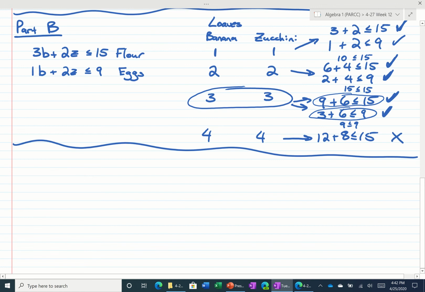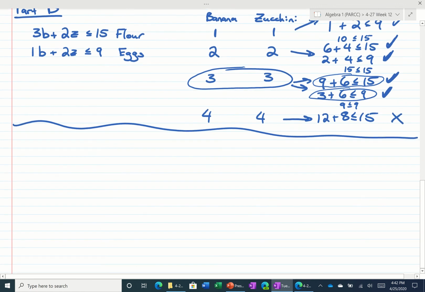All right, let's try part C. Part C says, on Friday, Haley has purchased more flour and eggs, but only has 22 cups of sugar and 4 sticks of butter. Which combination of loaves of zucchini bread and banana bread can Haley make? All right, so in this case, we're limited with cups of sugar. Okay, so this is going to be part C.